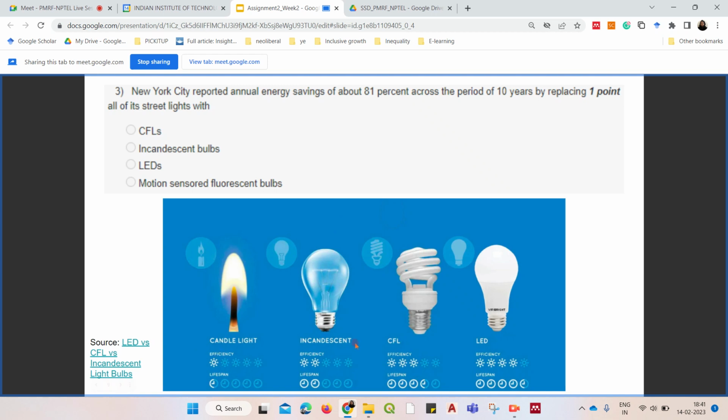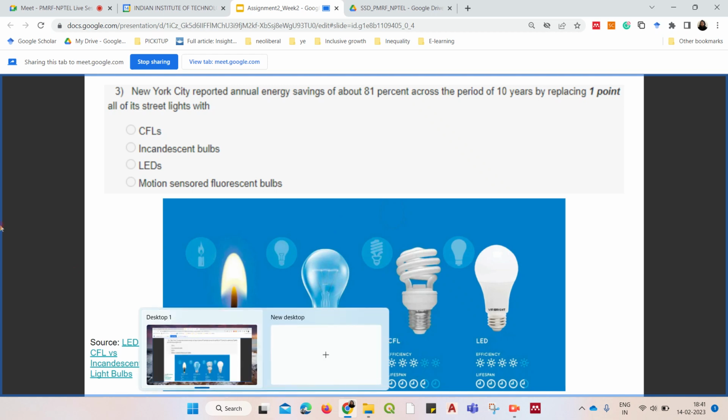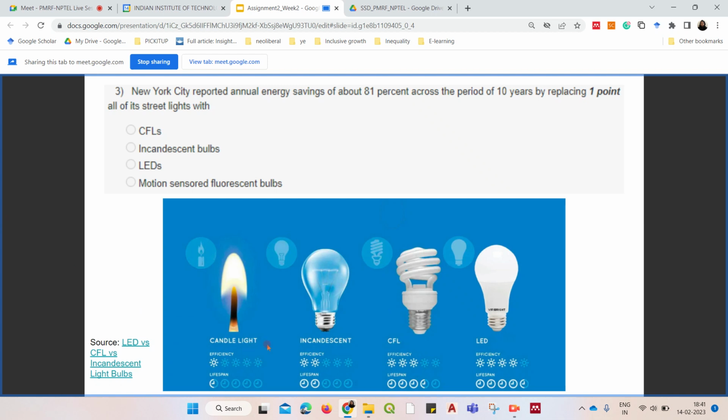So as you can see from this image, it compares candle light, incandescent bulbs, CFL and LED. You can see the efficiency of candle light is the lowest, and then it increases with the incandescent light, then with the CFL, and then with the LED. Also, the lifespan of candle light is the lowest, of an incandescent bulb is slightly more, which increases with the CFL, and then the lifespan of an LED is the greatest.